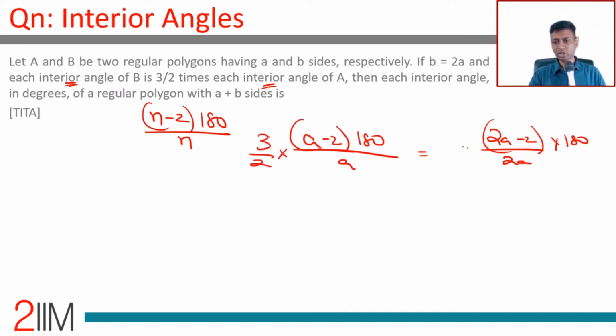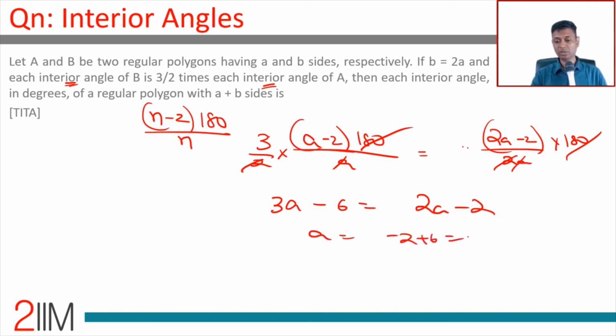Wonderful. So let's see how this works out. The A will get cancelled on both sides, 2 will get cancelled on both sides, and 180 will get cancelled on both sides. 3A minus 6 is 2A minus 2, so A is minus 2 plus 6, which is 4. B is 8. Then, each interior angle in degrees of a regular polygon with A plus B sides, that is 12 sides.